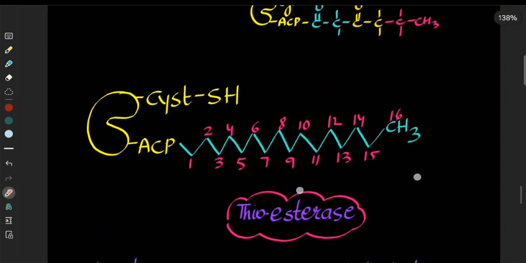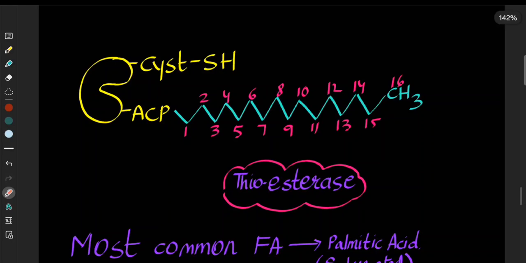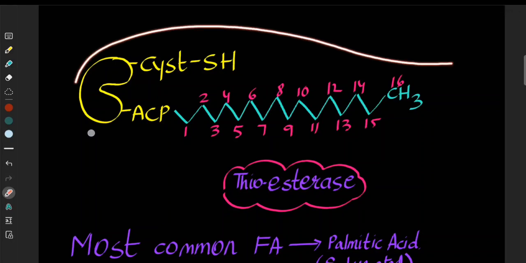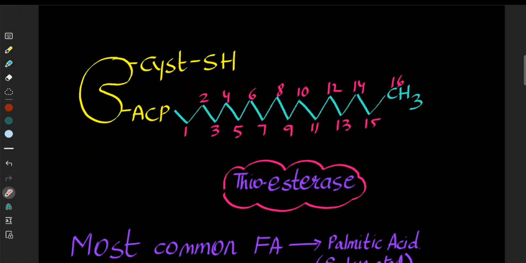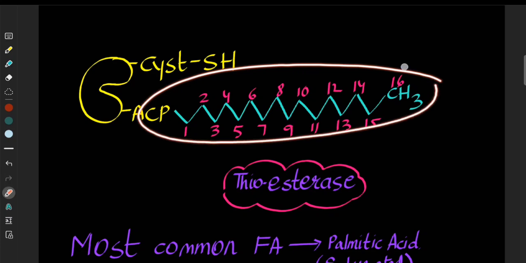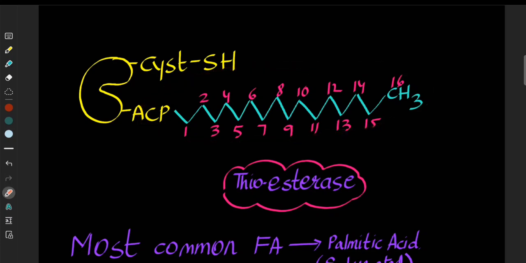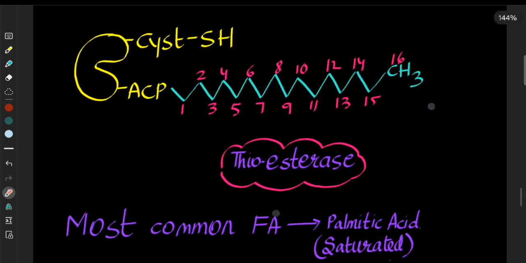So after the formation of the 16 carbon compound, as we already did till here, every time malonyl is going to come and add 2 carbons each. So 2 carbons will be added, and then it's going to form a 16 carbon chain. Now this 16 carbon chain is known as palmitic acid. As I told you, it is one of the most common fatty acids which is synthesized.